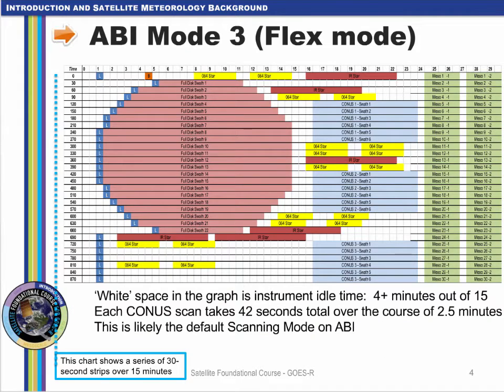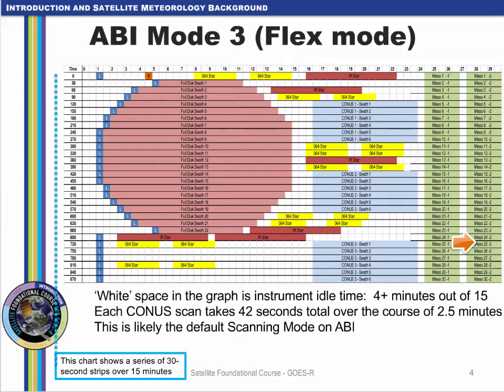This chart shows the Mode 3 scanning strategy for GOES-R. This is likely the default scan mode. This time chart shows strips of 30-second intervals across the top, and sequential 30-second strips that start at the left-hand side. During the 15 minutes shown on this chart, 1 full disk image is scanned, 3 CONUS images are scanned, and 1 mesosector is scanned 30 times in 15 minutes. Alternatively, 2 different mesosectors can be scanned 15 times in these 15 minutes.